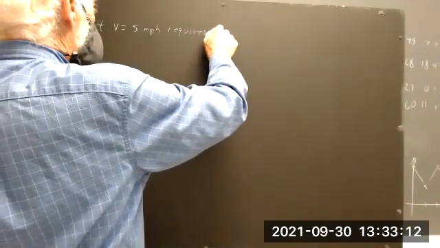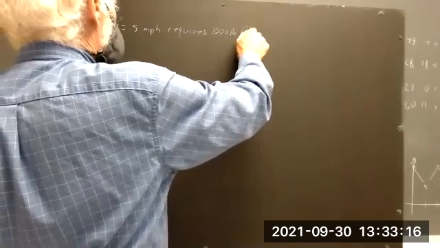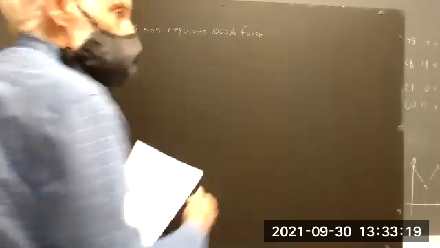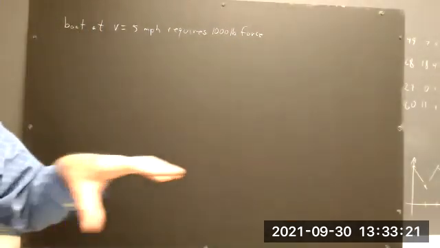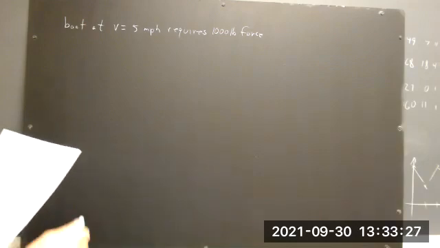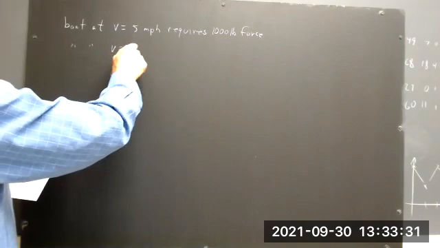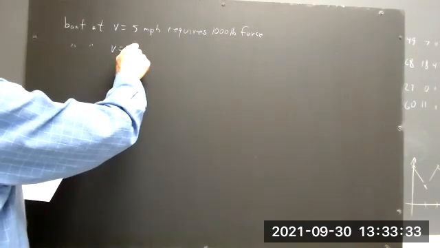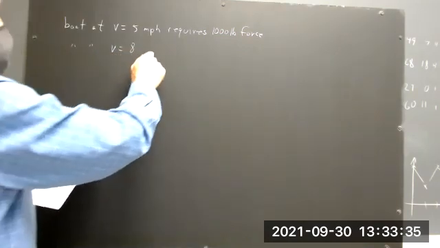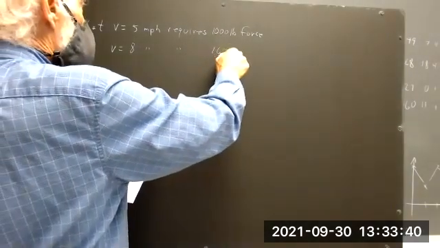Requires 1,000 pounds of force. That takes 1,000 pounds of force to move through the water at 5 miles an hour. Fairly big boat. If V equals 8 miles per hour, it requires 1,600 pounds.